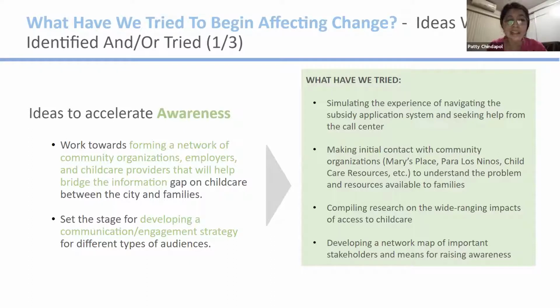The second is to set a stage for developing a communication or engagement strategy for the different types of audiences that Doreen mentioned, because childcare is a problem for some people, and for others maybe it's more of a condition that we have to raise urgency on. So we need to make this strategy something that can be tailored to all different kinds of audiences.